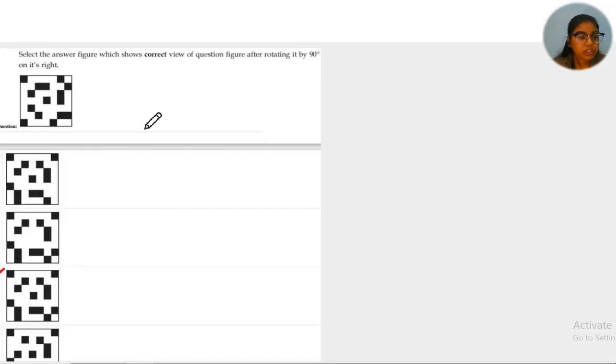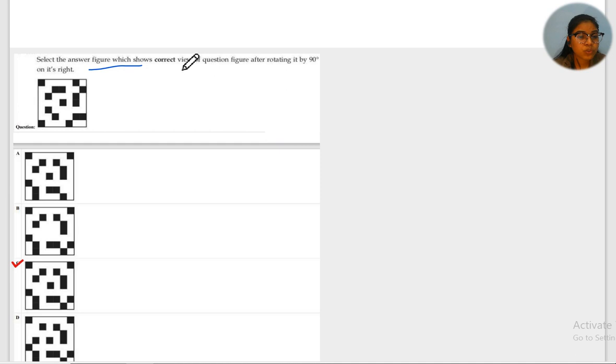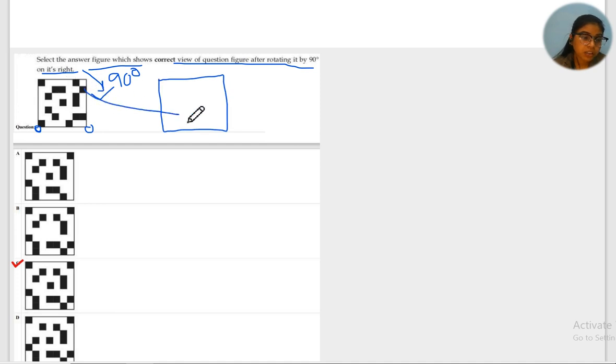Now moving to the next question. In this question, it says select the answer figure which shows the correct view of the question figure after rotating it by 90 degrees on its right. You are given a question figure, and what you have to do is rotate this figure by 90 degrees. Suppose by selecting this point and this point, you rotate it by 90 degrees. So what will happen? Suppose this is your square, and this part will come over here. This is a small part, and this one will be over here.